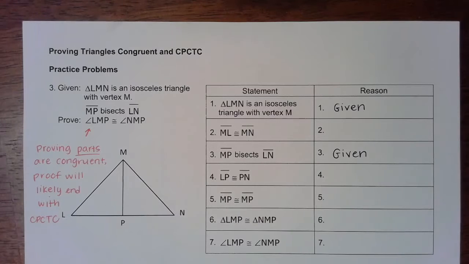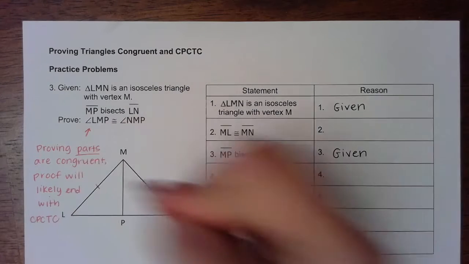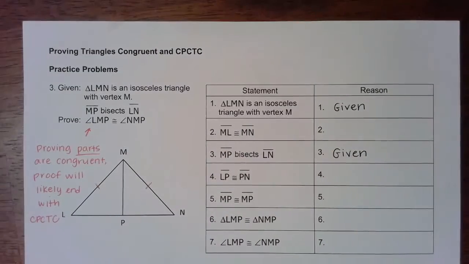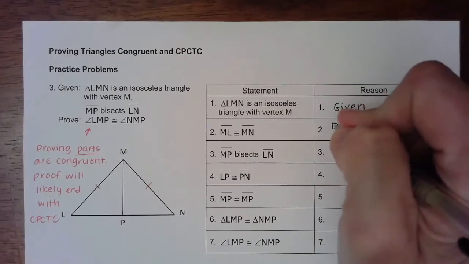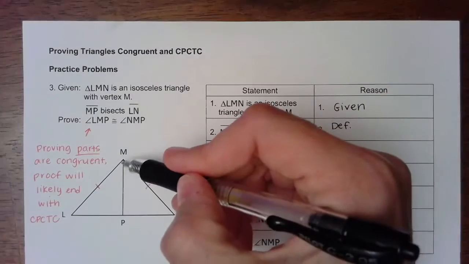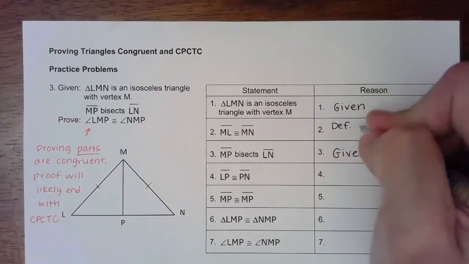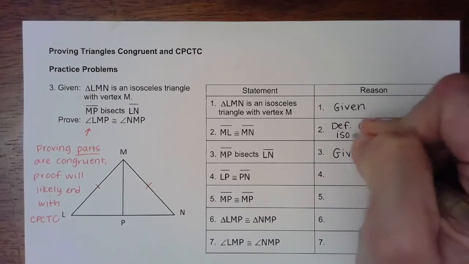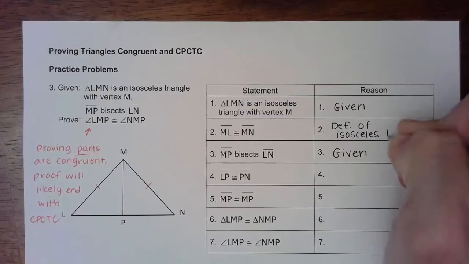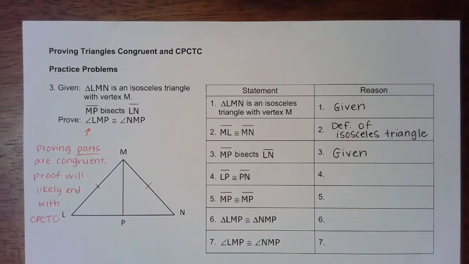So remember, go ahead and write in your givens. The first given is that triangle LMN is an isosceles triangle with vertex M. And then it says that ML is congruent to MN. The reason why those two sides are congruent to each other is because that's what the definition of isosceles triangle is. It says that the two sides that come down from the vertex angle are congruent to each other. So the definition of isosceles, and you can say isosceles triangle if you want to, but you could just say definition of isosceles, is that those two sides are congruent to each other.